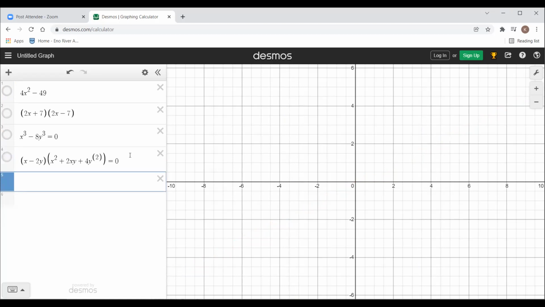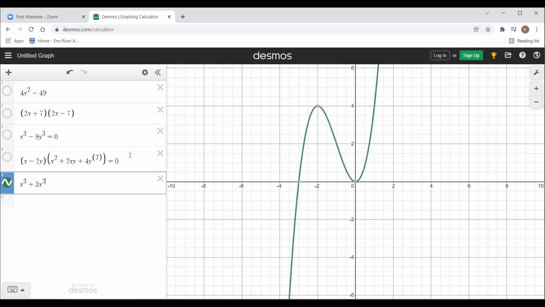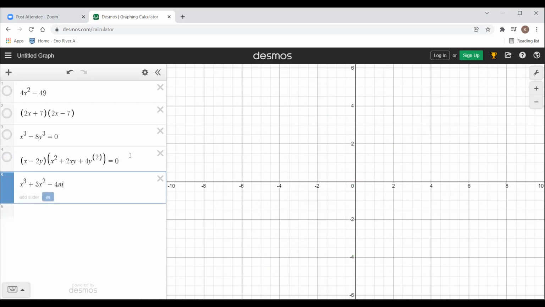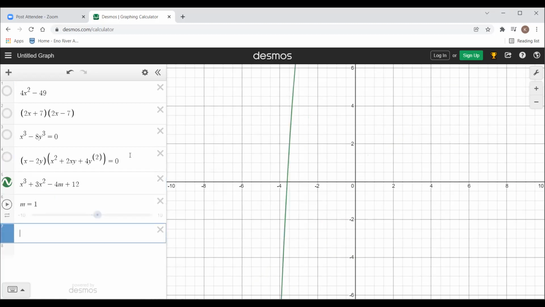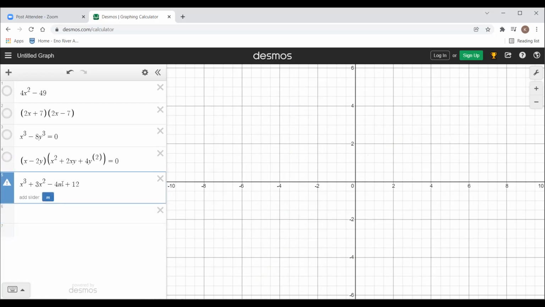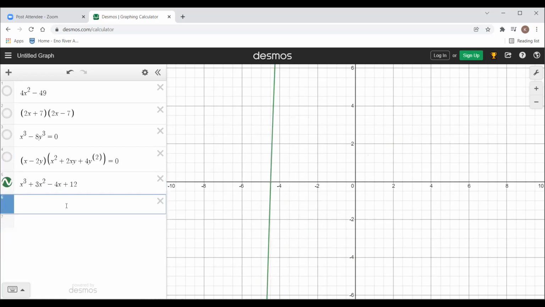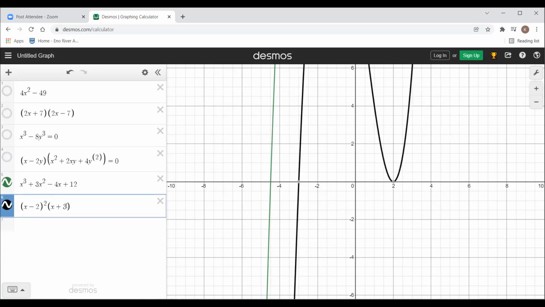The next one is all in terms of m, so I'm going to go ahead and do that all in terms of x. So x to the third plus 3x squared minus 4x plus 12 equals, gotta make sure I keep the x's in there. X minus 2 squared, and then x plus 3.